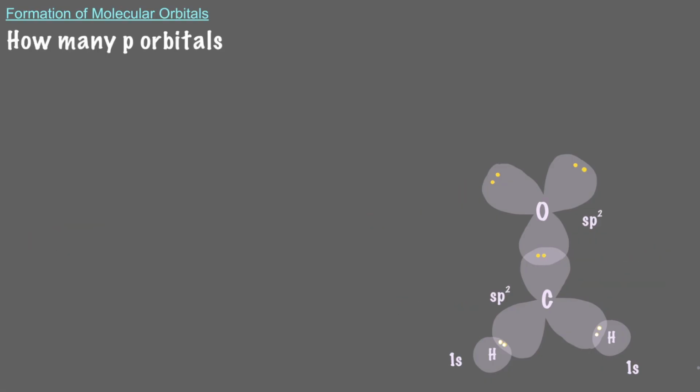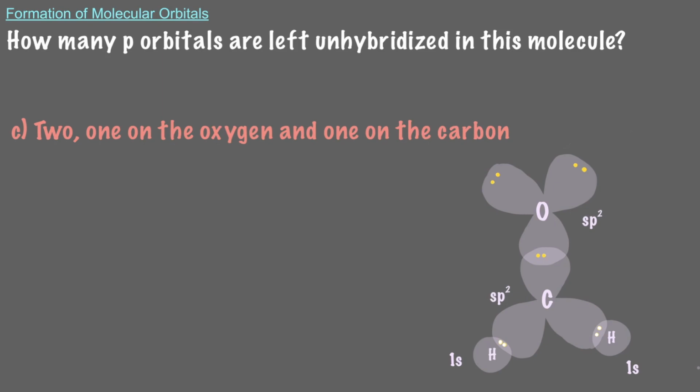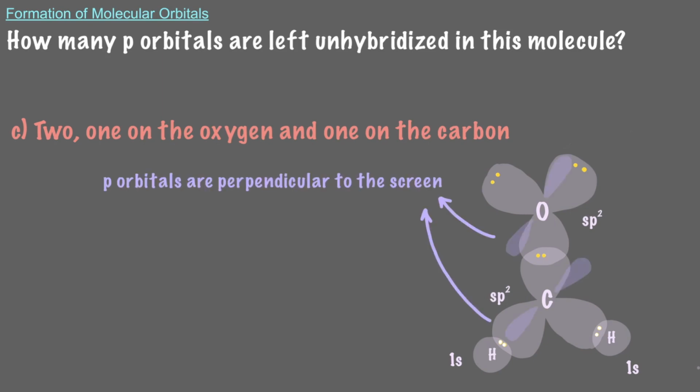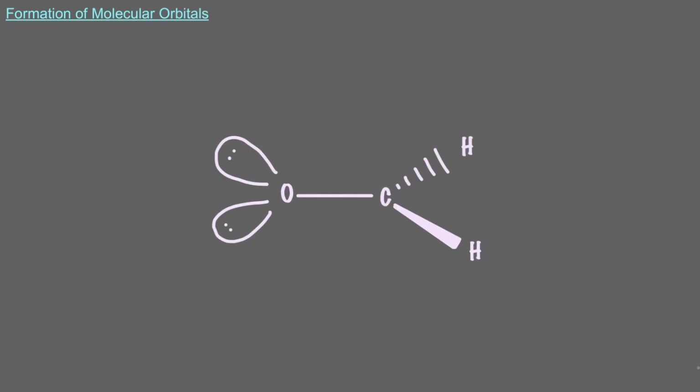How many p orbitals are left unhybridized in this molecule? H2CO has two unhybridized p orbitals, one on the oxygen and one on the carbon. As we know, if an atom hybridizes sp2, like in the case of our carbon and oxygen, the last valence p orbital remains unchanged. Let's rotate the molecule and take a closer look. Let's see what that will look like. If we draw this molecule horizontally, with the hydrogens and lone pairs perpendicular to the screen, the unhybridized p orbitals will go on the carbon and the oxygen vertically.